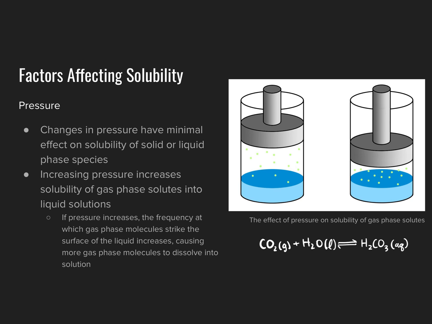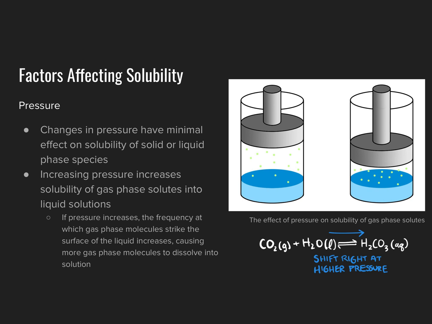Now, consider for a moment if we have a cylinder with a movable piston and some carbon dioxide molecules present in the gas phase above a liquid water solution. And if we take that system and push down on it, that is, compress the gas, those carbon dioxide molecules are going to collide with the surface of the water at a much greater rate, therefore increasing the rate at which they interact with water molecules, and therefore increasing the rate of the forward reaction, which is in fact the reaction in which the CO2 dissolves into the water to form that carbonic acid.